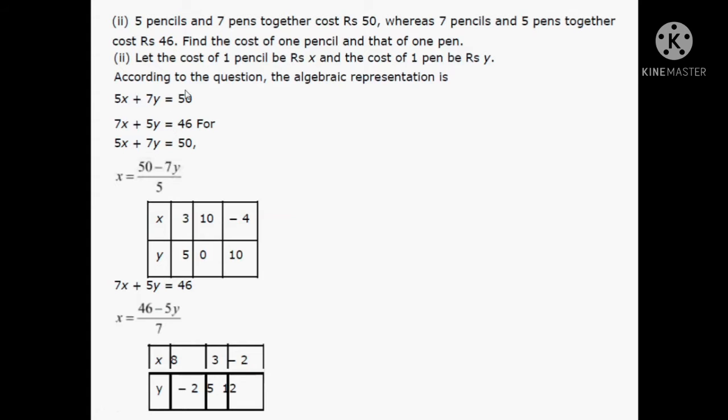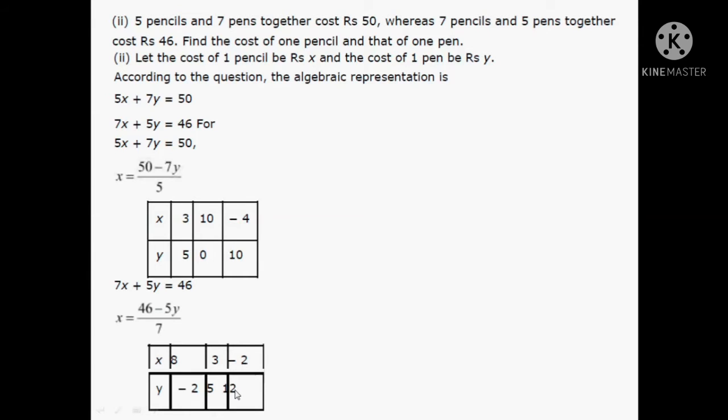Now from this equation, we can take out x as (50 minus 7y) by 5. So when we take the values of y as 3, 10 and minus 4, we get x as 5, 0 and 10. So from this equation, we get these 3 values. Now let us take it from the second equation, that is 7x plus 5y is equal to 46. From here we can take x is equal to (46 minus 5y) by 7. So let us take any values. Here we have taken x is equal to 3, therefore y will be 5; x is equal to minus 2, y will be 12.